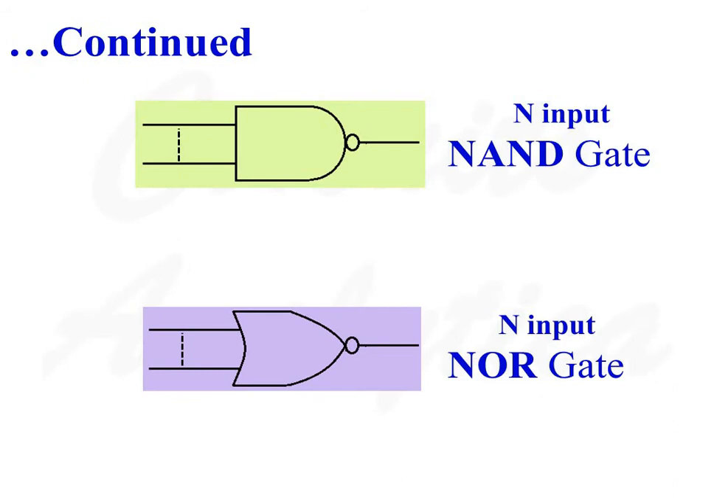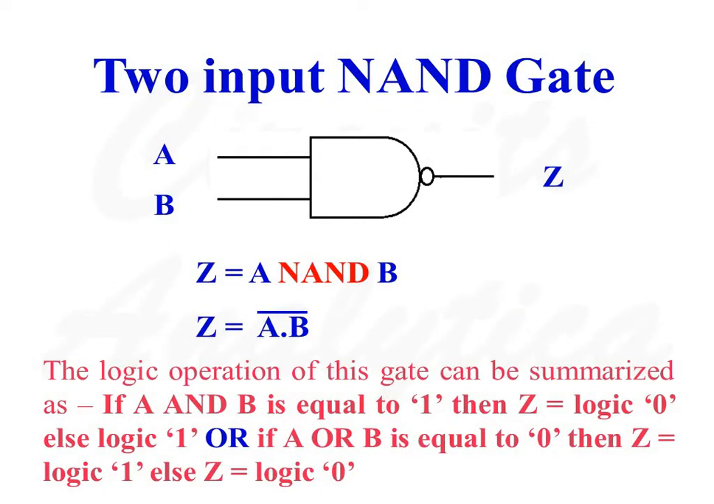This is the symbol of an n-input NAND gate and n-input NOR gate. There are n number of inputs and only one output. Now let us discuss the two-input NAND gate. For a two-input NAND gate, the two inputs are A and B and Z is the output. So the logic relation between output and inputs is Z equals A NAND B. Z is equal to the complement of A and B.